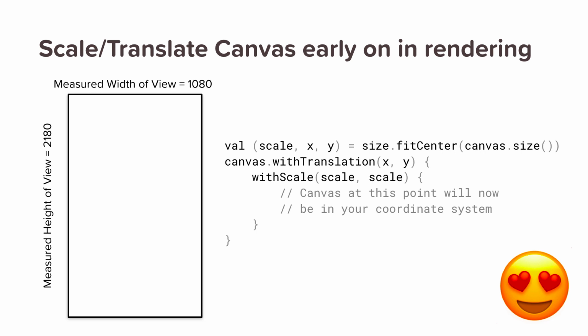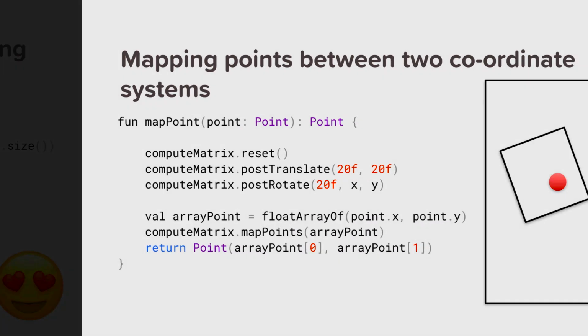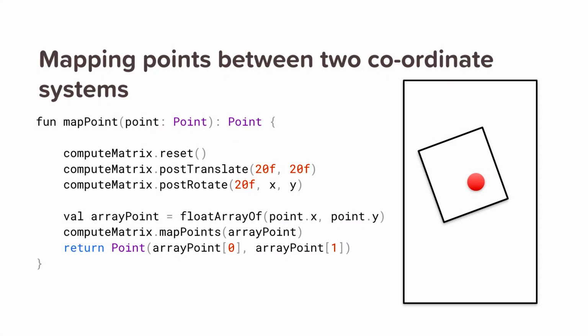And this then makes sure that you don't have to multiply everything by a scale everywhere in your drawing code. So it makes it a lot easier to work with. Okay. And then let's talk quickly about mapping points between two coordinate systems.